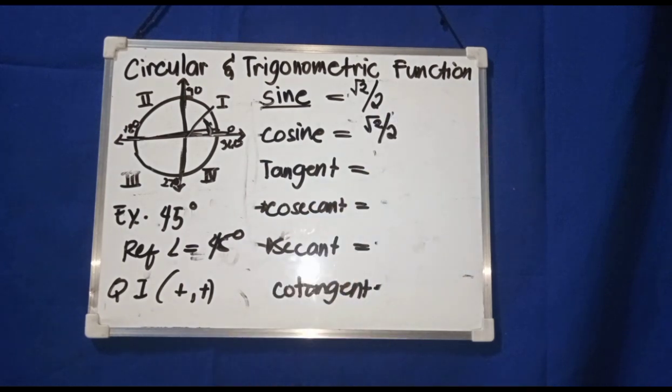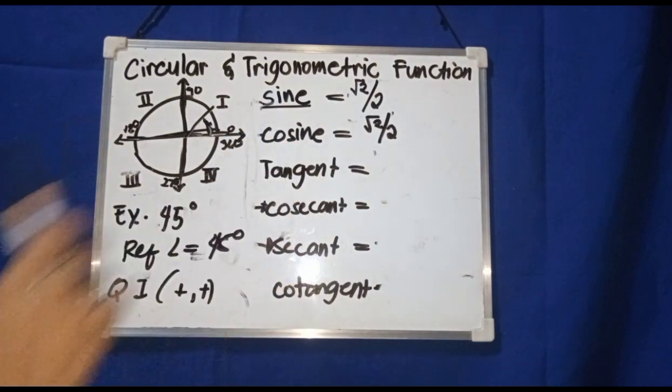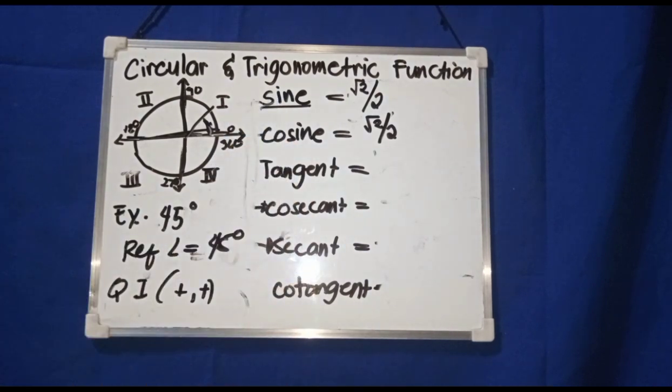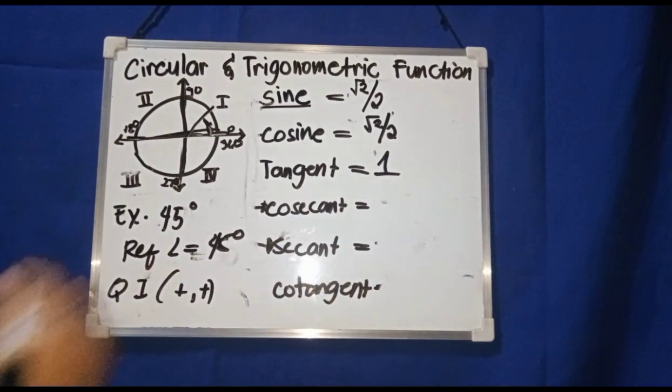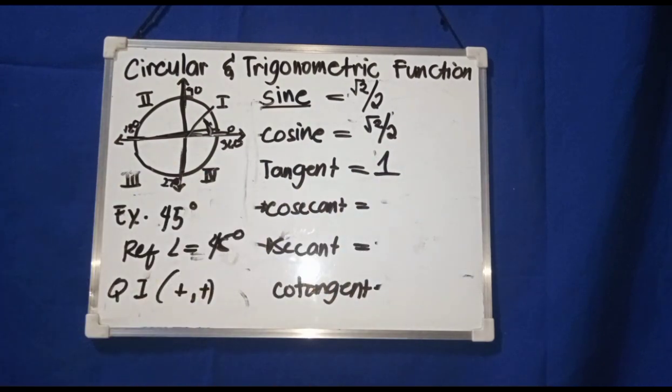How about the tangent? Tangent of 45 degrees. Remember that tangent is equal to sine over cosine. So it is equal to 1. Since both are positive, it is positive.